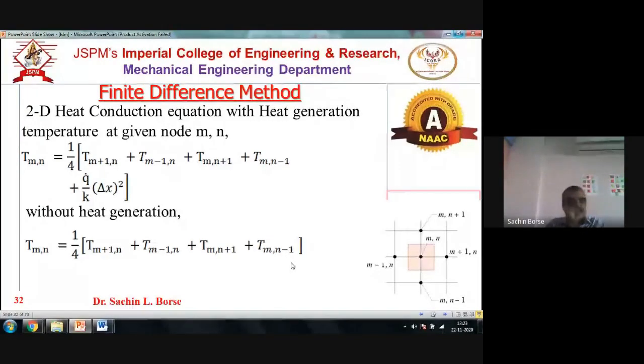Okay, so we can see it is very easy. Now, if there is no heat generation, this q dot by k will be 0. So we will get just the temperature at the given node as the average of the surrounding temperatures. Okay, so it seems a little easy in that way. But it has drawbacks, and that makes the finite volume method better than the finite difference method. Okay, we'll move further now.